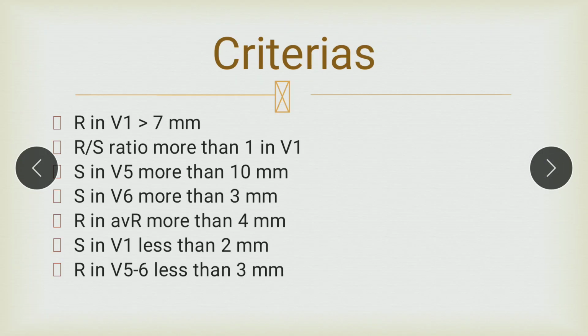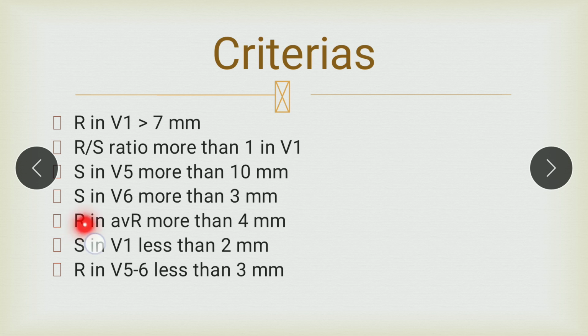These are some more criteria that are found on the internet. That is, the R wave in V1 will be more than 7 millimeter, and the R by S ratio will be more than 1 in V1. The S wave in the lateral leads V5 and V6, and the R wave dominates in V1. The S wave will be dominant in V5 and V6. It will be more than 10 millimeter in V5 and more than 3 millimeter in V6.